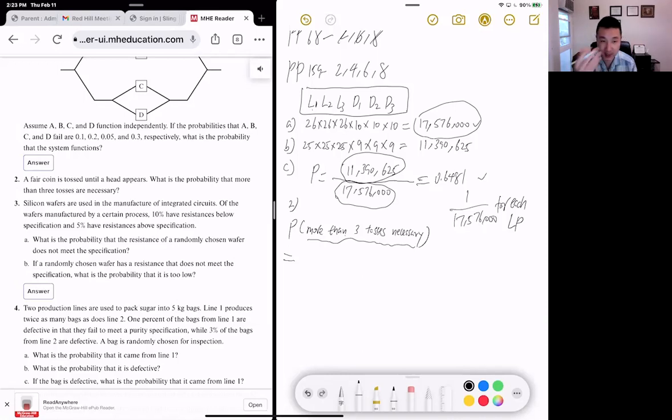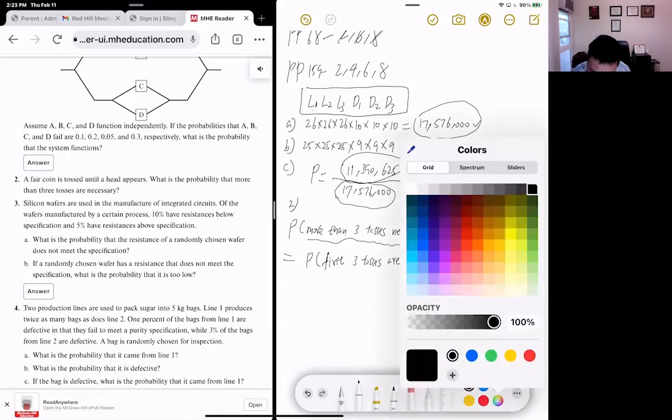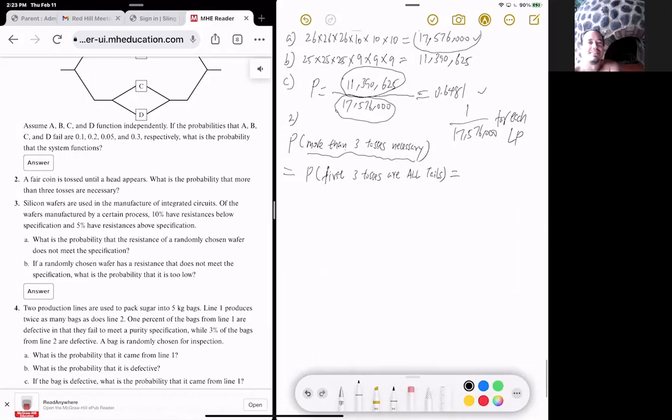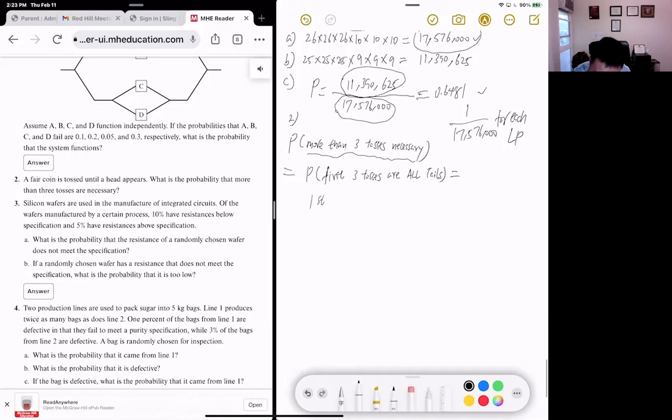In this experiment, we try to get a head. So the probability that more than 3 tosses are necessary equals the probability that the first 3 tosses are all tails. What is the probability the first 3 tosses are all tails? Using the counting method: the first step, second step, and third step. The first step is the first toss.